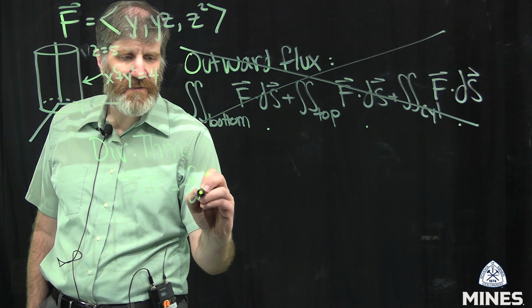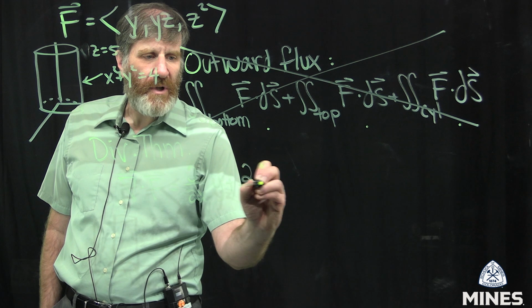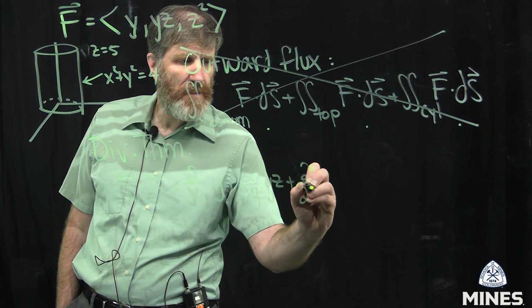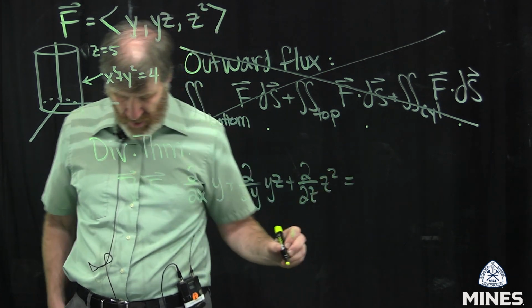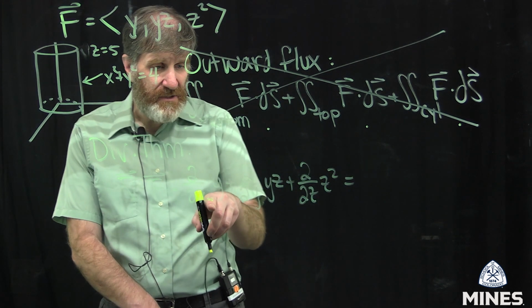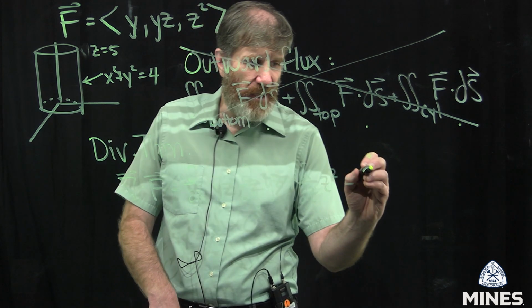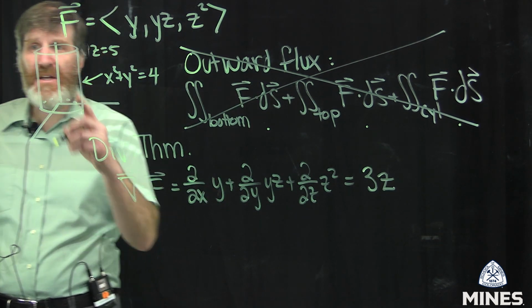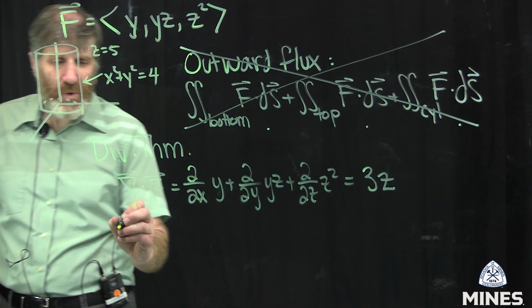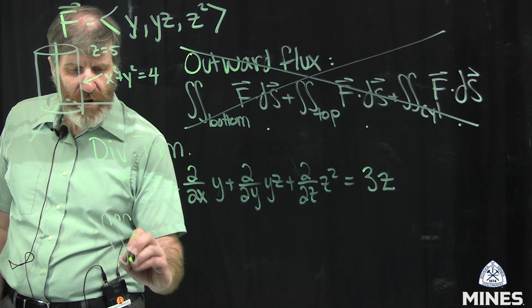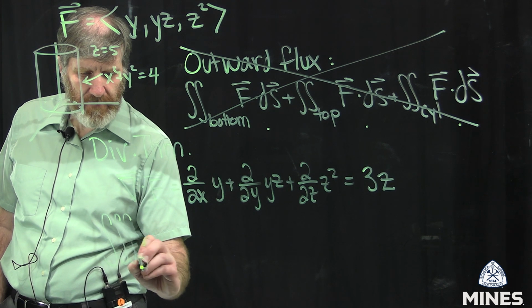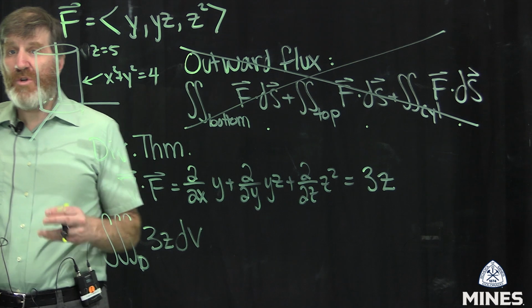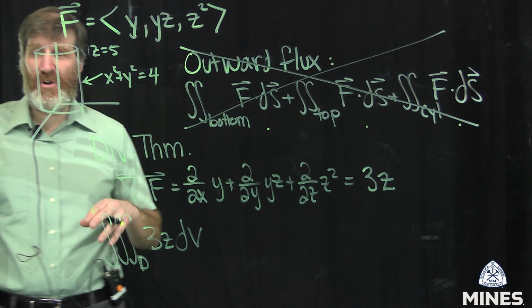We have the x derivative of y, plus the y derivative of y times z, plus the z derivative of z squared. And so the divergence is 0 plus z plus 2z, which is 3z. So that's the divergence. Instead of finding the surface integrals to find this flux, we can instead do a triple integral over that whole region of 3z. So we'll do a triple integral instead of 3 separate surface integrals.